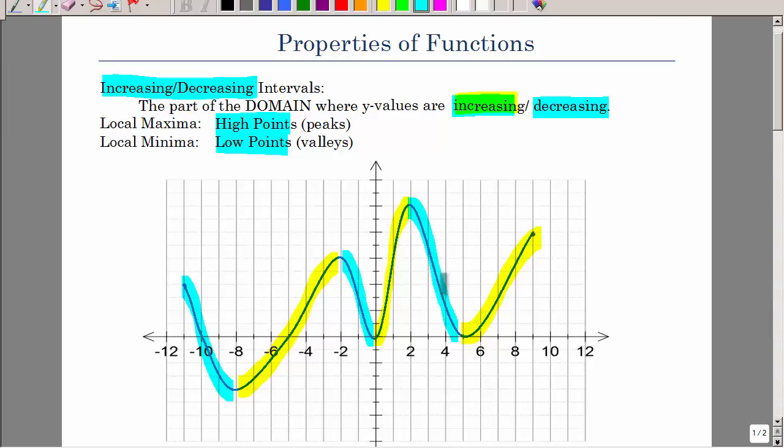Well, what about those peaks and valleys? Well, the peaks would be this point, this point, this point, and this point. So those would be some maxima, whereas of course the low points would be here, and here, and here, and those would be minima. Pretty easy, again going left to right, increasing or decreasing.